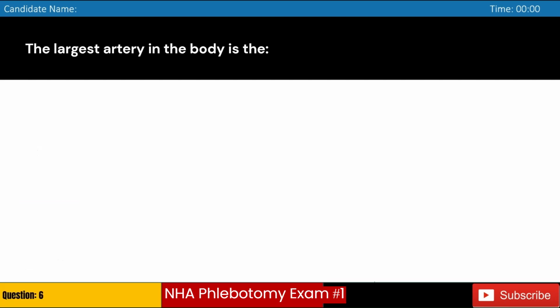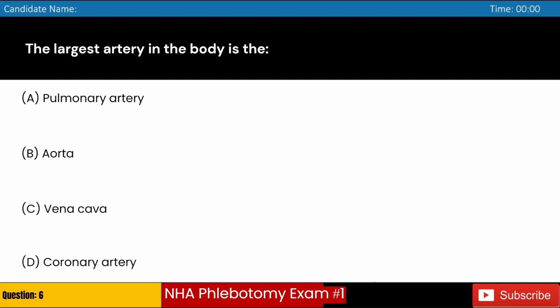The largest artery in the body is the: A. Pulmonary artery. B. Aorta. C. Vena cava. D. Coronary artery. Answer B. The aorta is the largest artery in the body, carrying oxygenated blood from the heart to the body.